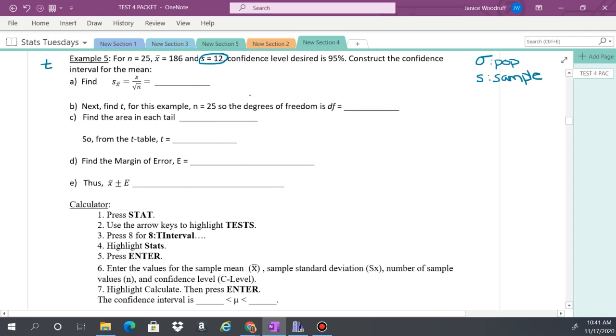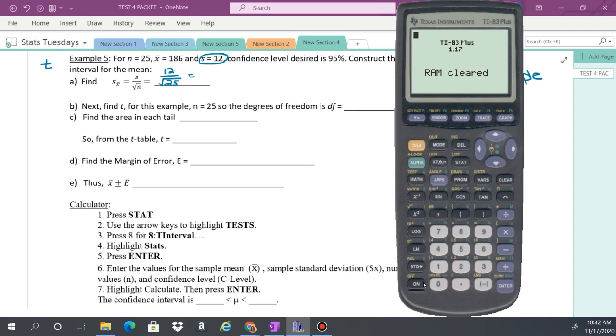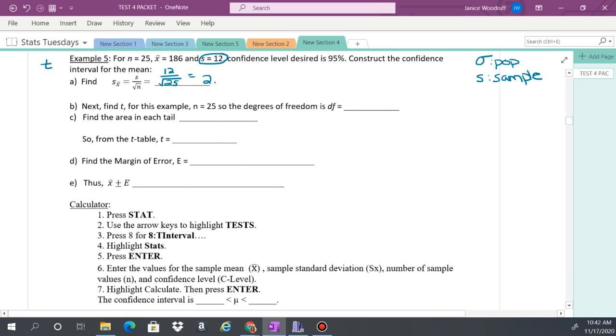So the first thing that we would do for the confidence interval here is you're going to find the standard deviation of the sample, which is going to be, we're going to use the sample standard deviation S, so 12, over the square root of the sample size, which is 25. So there you have 12 over 5, which is going to be 2.4. Okay, so my standard deviation of my sample is 2.4.